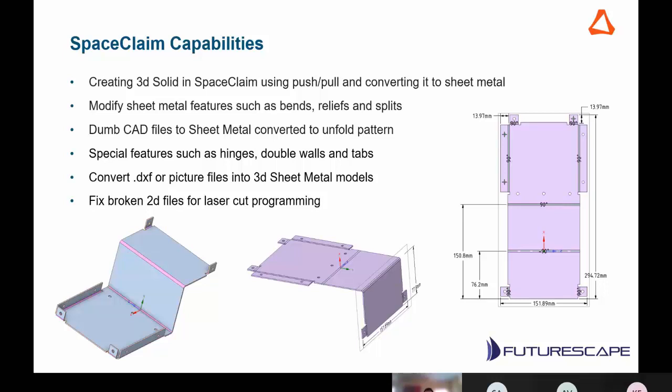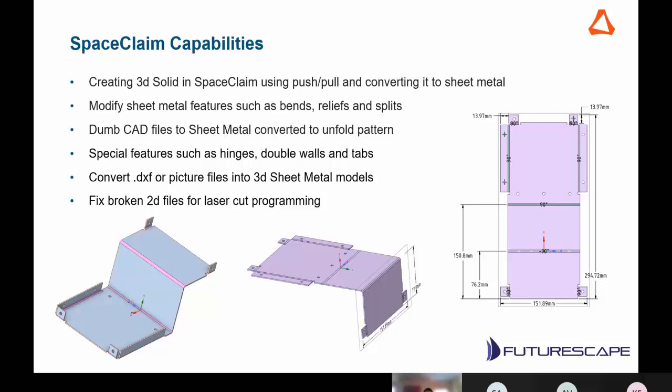Also, you can easily go in and modify sheet metal features such as bends, reliefs, and splits. So you can play around and adjust some of these features in order to optimize your nesting and your manufacturing ease. Some of them might be difficult to manufacture, so going in and modifying or adjusting some of the reliefs and the bends can really help with the manufacturing down the line.